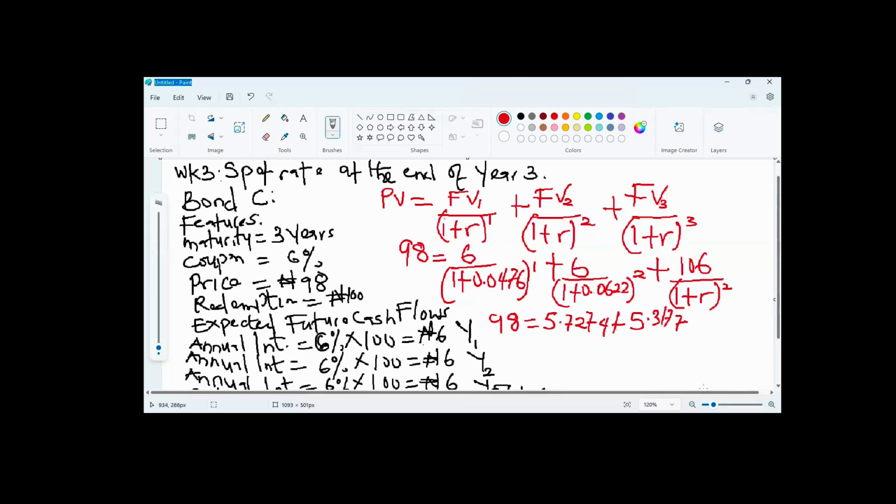5.3177 plus 106 divided by 1 plus R. This is raised to power 3, not 2. Raised to power 3, not 2.